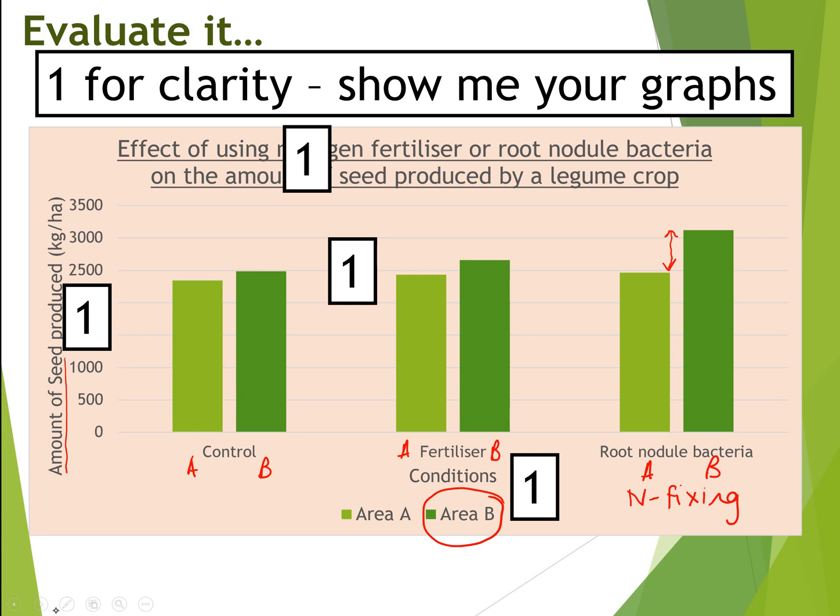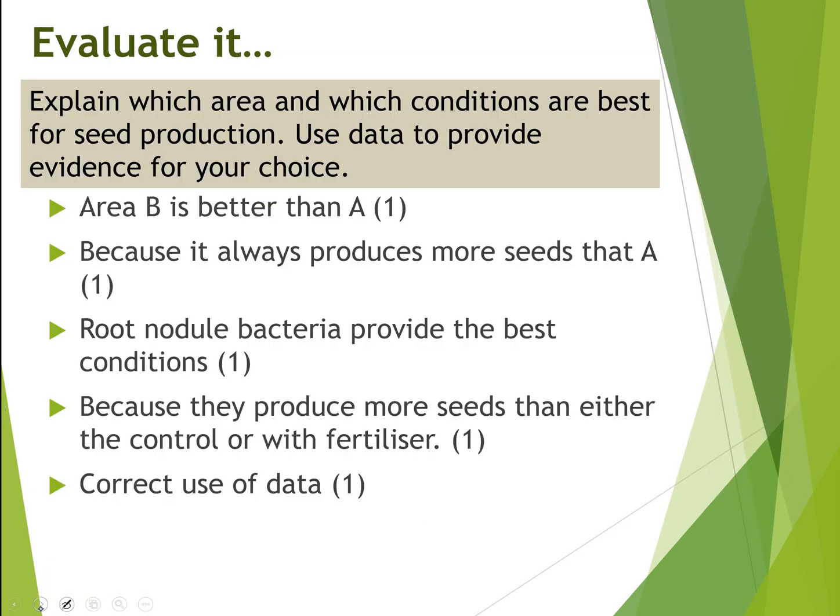So your graph should have a label on the x-axis, apologies, this is the x-axis, this one. Label on the y-axis with the units, don't forget those. A title, and accurately plotted bars, precisely plotted to get full marks for your graph.